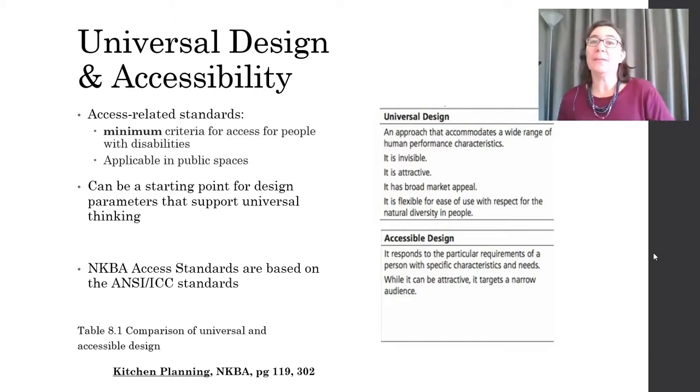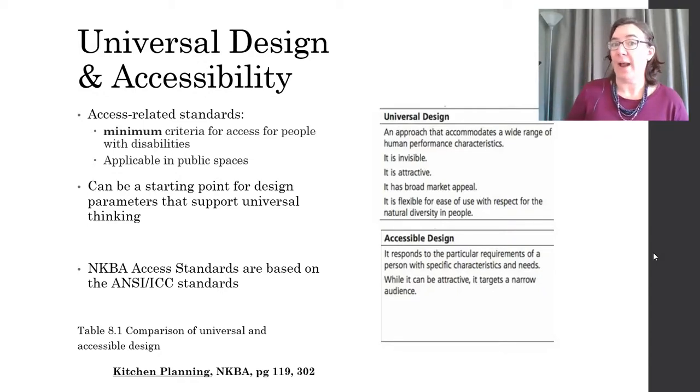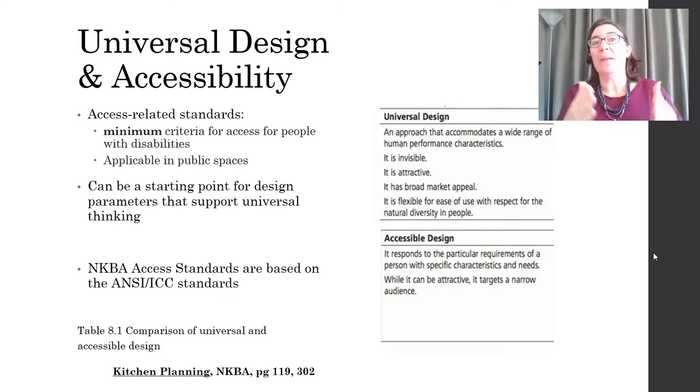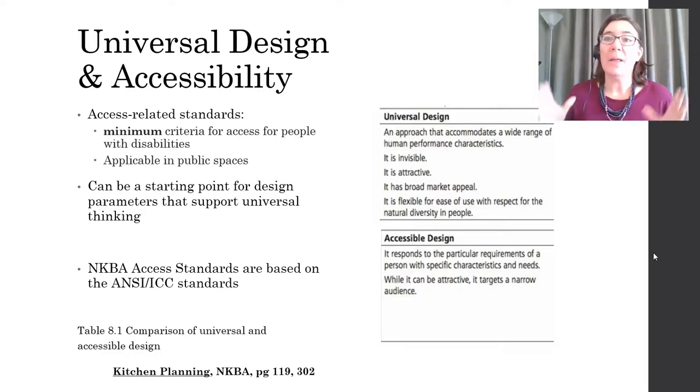As opposed to accessible design, all right, it's a little bit more narrow. Accessible design responds to the particular requirements of a person with specific characteristics and specific needs. It can be attractive. You can absolutely design this to look attractive, but it targets a much more narrow audience. Right? In this course and in kitchen and bath design in general, you are typically building for a private individual and not for the public, and therefore universal design is more applicable.